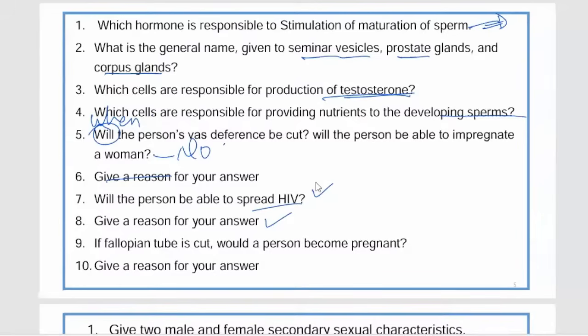They are saying that if the fallopian tube is cut, will a person become pregnant? The answer is yes, because here they say the fallopian tube, not fallopian tubes. So the answer is yes, because the second fallopian tube can be used to produce an ovum. If one fallopian tube produces one this time, the next one is going to produce the next time.